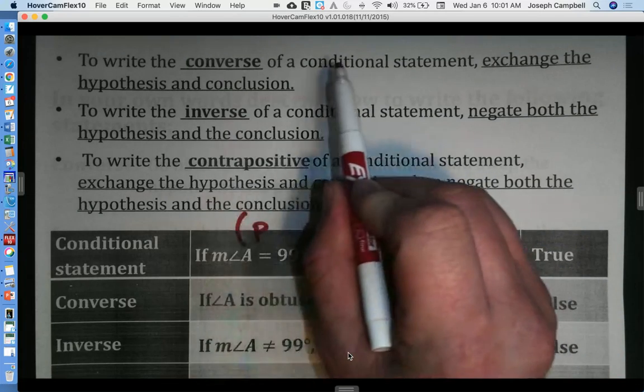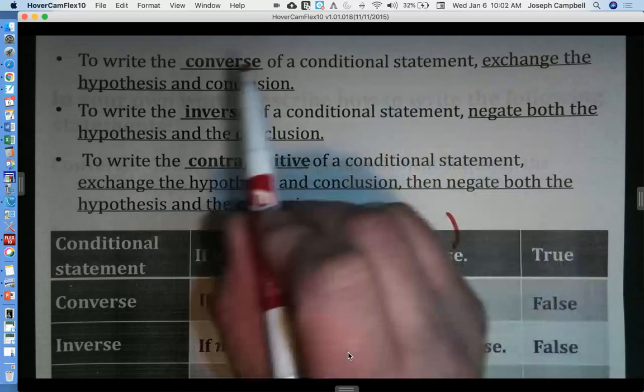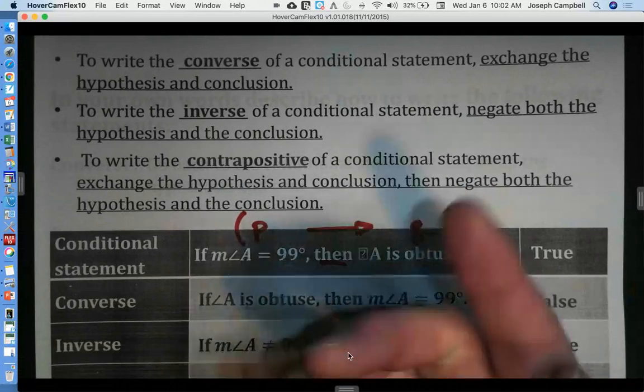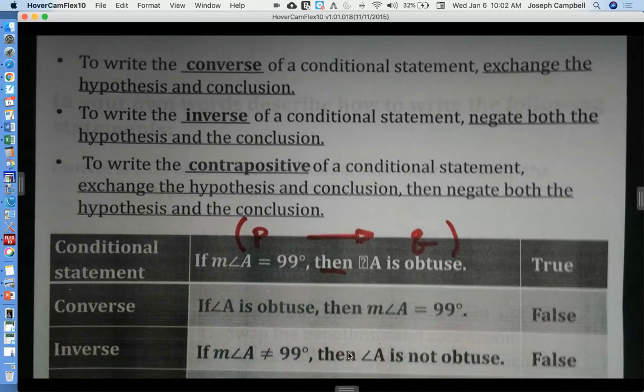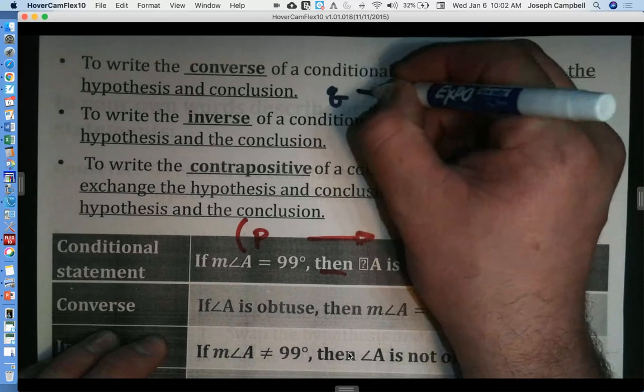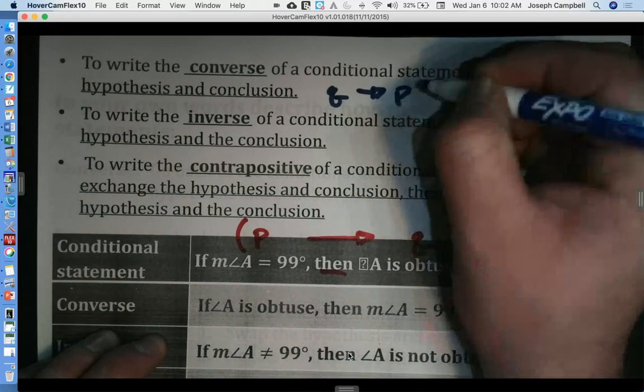So the converse of the conditional is when we exchange hypothesis and conclusion, meaning P and Q are switched. So what would that look like? It would look like if Q, then P.